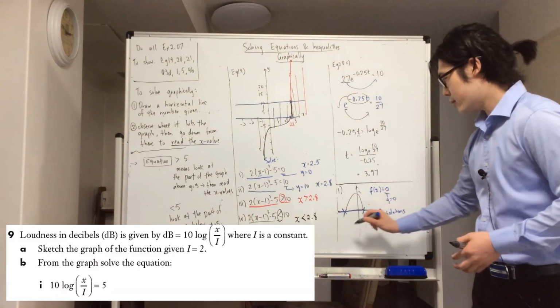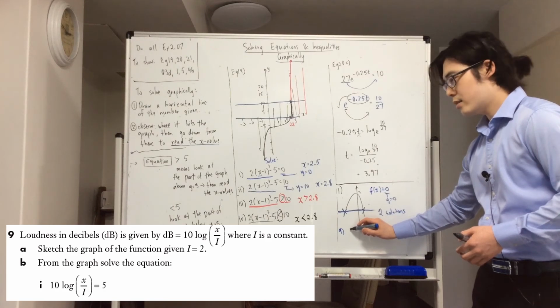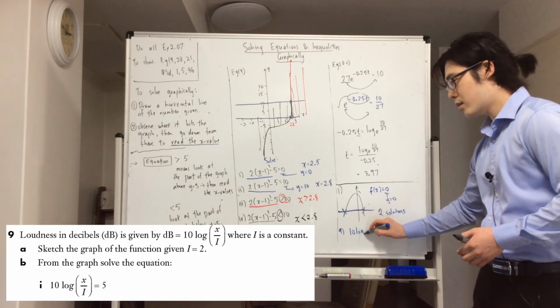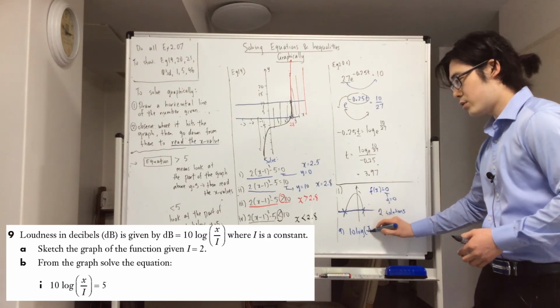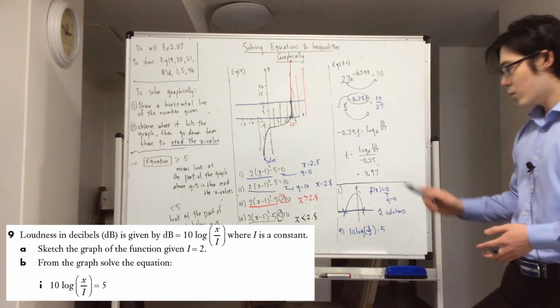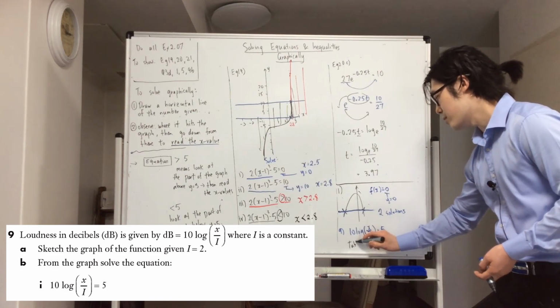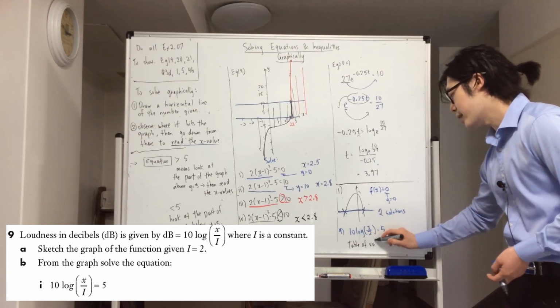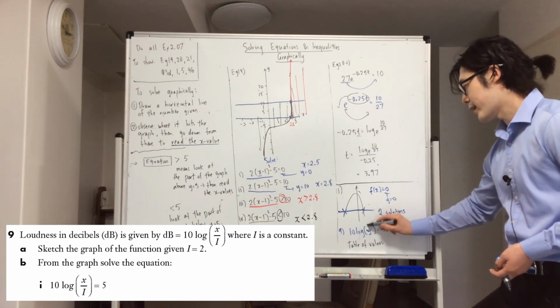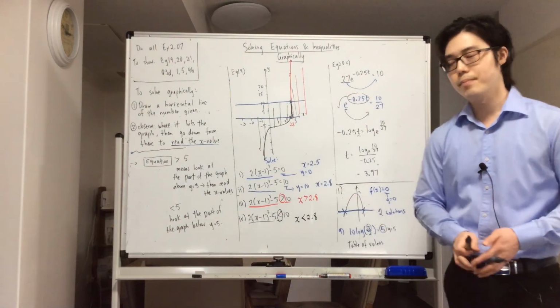Oh, and just a little tip for question 9. It basically says to draw y equals 10 log x over 2 equals 5, because in the question it says I equals 2. With this question, girls, I definitely would recommend you use a table of values to accurately estimate the value of x when you intersect it with y equals 5. Okay, so that's all I wanted to point out.